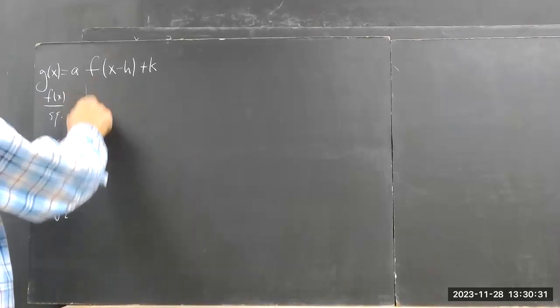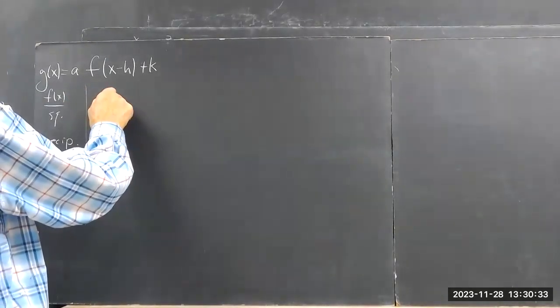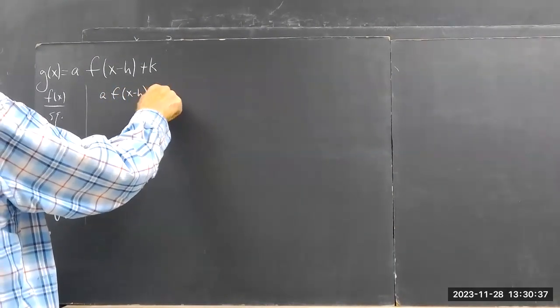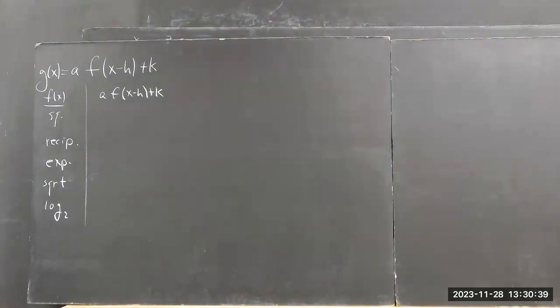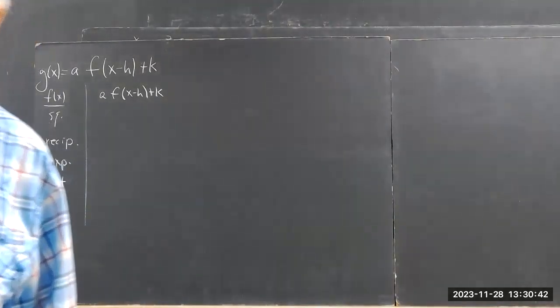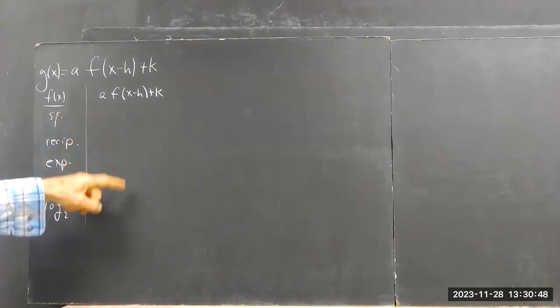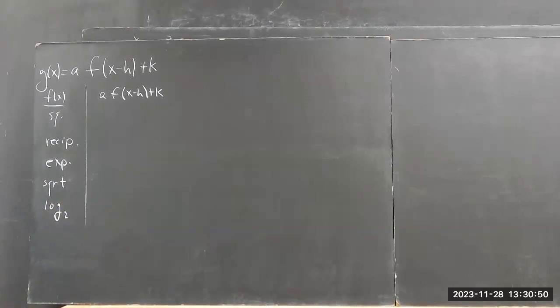How quickly can you write the expression for a times f of x minus h plus k for each of these functions? I'm going to give you 2 minutes. You don't have to copy down everything. Just write down the expressions you'd put in this column. I just want to see how you're doing.